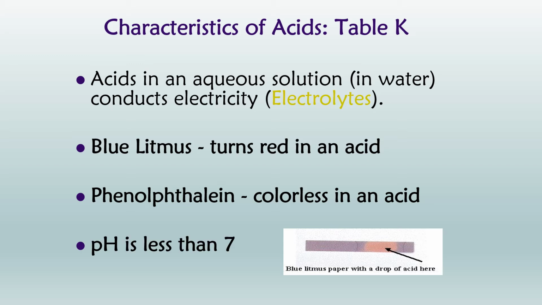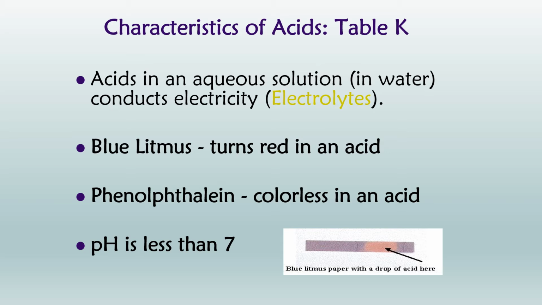And then finally, the pH of acids is less than 7. We'll talk more about pH in the next topic and also how we test the pH of anything. So hang tight on that. But for now, just remember that the pH of acids is less than 7.